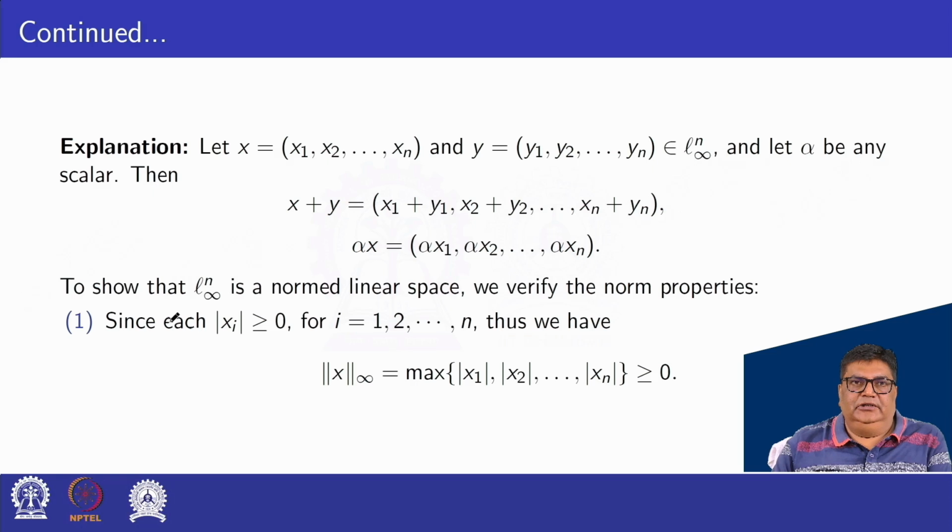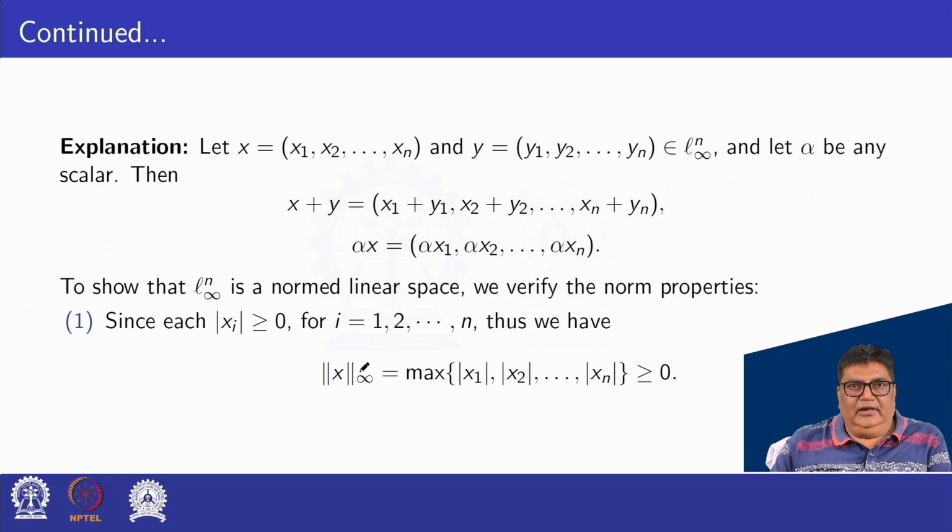First, since each |xi| is greater or equal to 0, because the modulus value of any point is greater or equal to 0, then |xi| ≥ 0 for i = 1 to n. That is, |x1| ≥ 0, |x2| ≥ 0, and so on, |xn| ≥ 0. Means each term with modulus is greater or equal to 0.